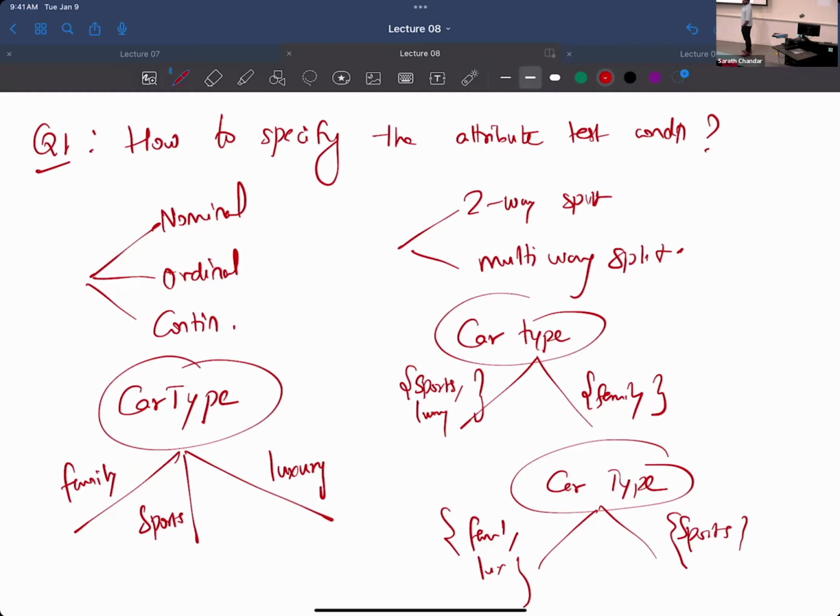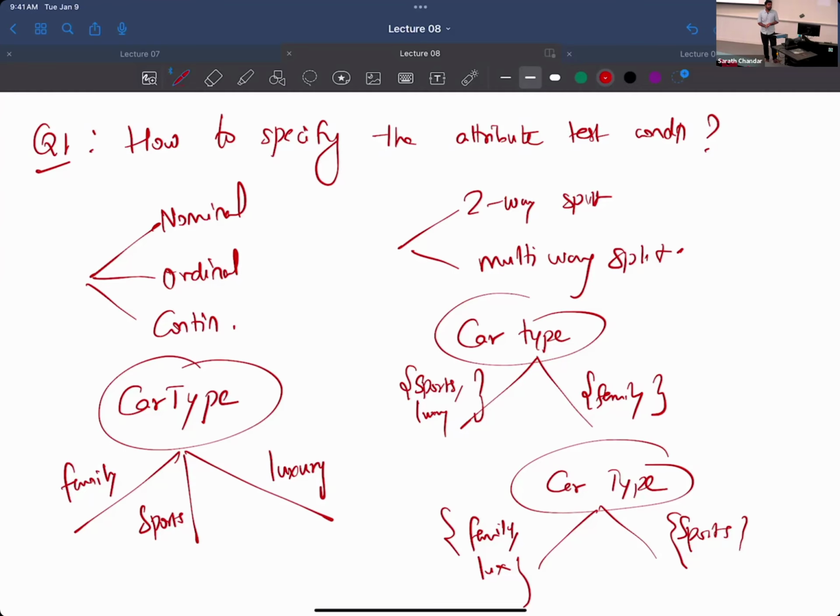So when are these splits useful? In one split, I'm grouping sports and luxury together. In the other split, I'm grouping family and luxury together, right? Any thoughts? Yeah, that's when you would group, right? But for what kind of problems would sports and luxury be similar, and what other problems have family and luxury together?